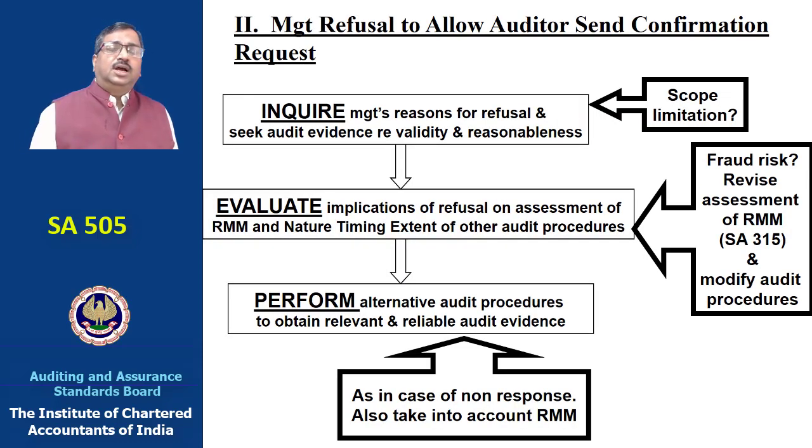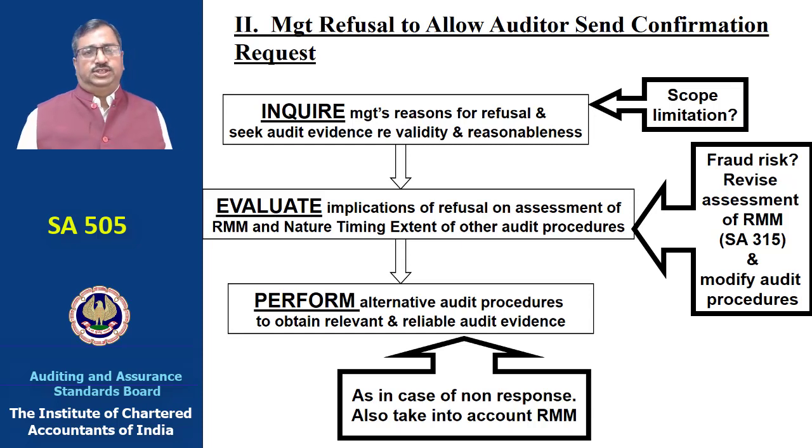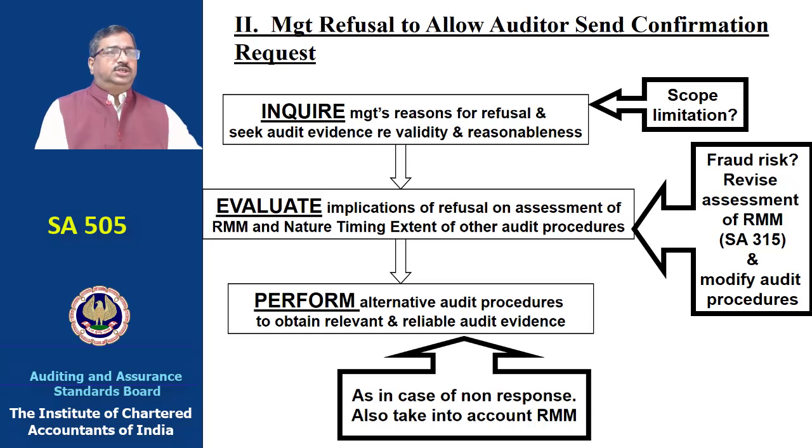Then this is the overall situation. If, when you talk to the management, they feel that such requests should not be sent for external confirmation, then the auditor has to evaluate the overall situation. He has to inquire into the management's reason for not sending such a request and whether that can be considered as a scope limitation in his audit report.